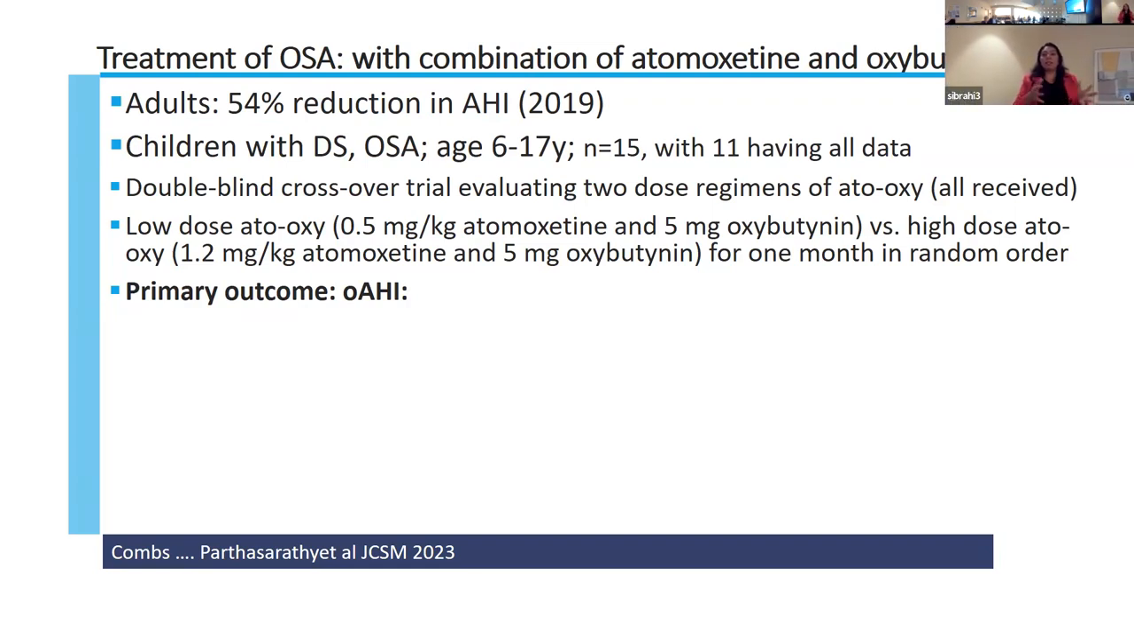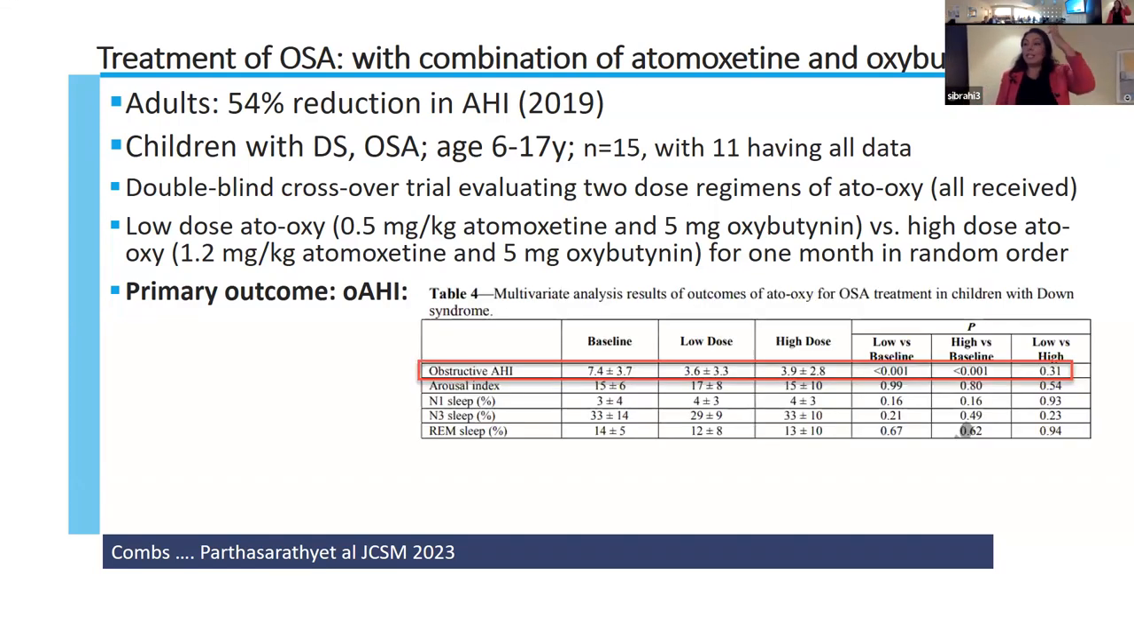It was a double blind crossover trial evaluating these two doses, and all received them, low dose and then high dose, just crossing over, with the primary outcome being OAHI change from baseline. And so it's actually rather good. If we're not going to do anti-inflammatories, could we do something like this? Looking at the changes, in both the low and high dose, these are not big, but the p-values are quite remarkable, even despite that.